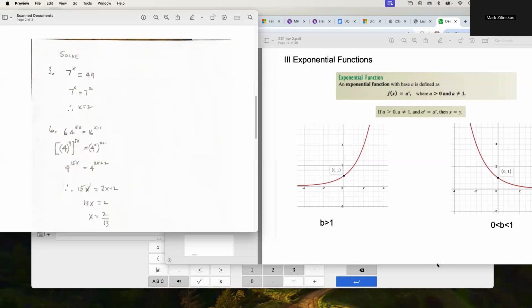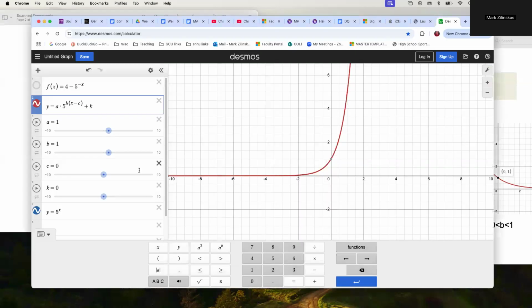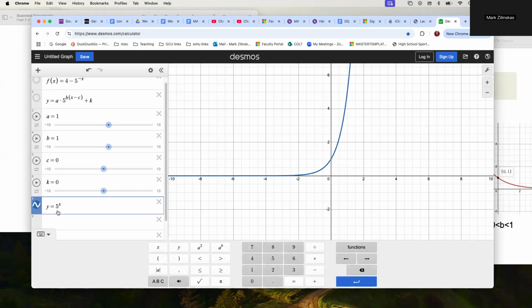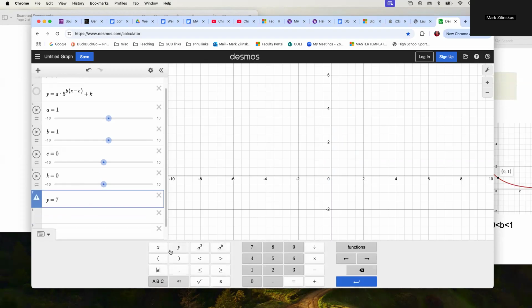So if I just jump real quick here into Desmos, and I graph something like 5 to the x, you can see that that graph is going to go upward. And notice with all these exponentials, any number to the 0 power is just going to be 1. So we always have that point on the graph, no matter what the base is. I can change this to, say, a 7, and raise that to the x power. You can see that it's just going to look like that.